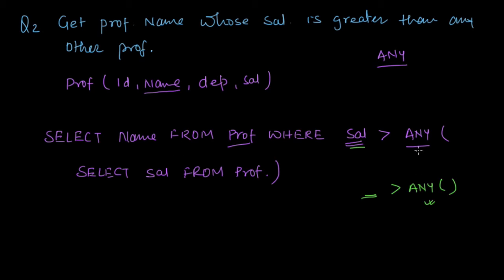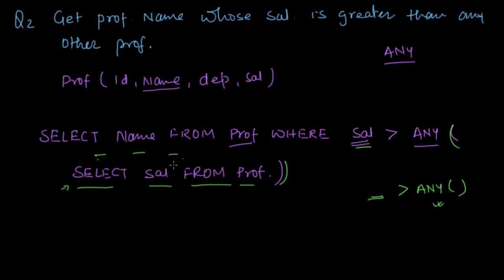So the salary is greater than any of the values, and this is the salary of all the employees, all the professors. Here in this set we will have the salary of all the employees. First of all, the internal query will be executed and it will list all the possible salary values. Now the external query will execute, and for each record it will check whether the salary for that record is greater than any of the values in this set.